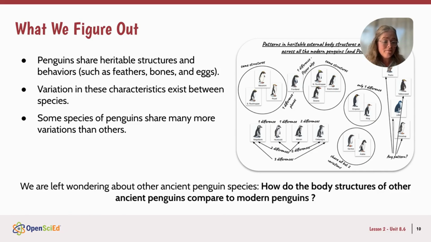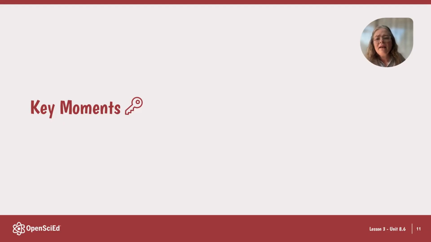So in summary, by the end of this lesson, it's really critical that students have figured out penguins share heritable structures and behaviors. Variation in these characteristics exist between the species, but some of the species share many more variations than others. As a result of that, we're left wondering about other ancient penguin species. Where do they fit into this picture? How do the body structures of other ancient penguins compare to modern penguins? And now that we've looked at the sense-making loops, let's zoom in on a few embedded key moments.